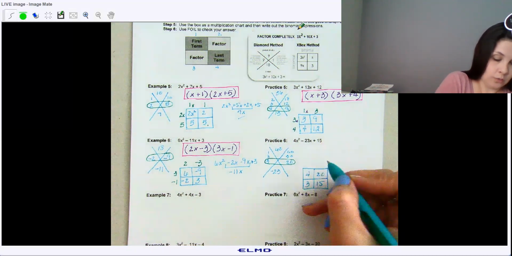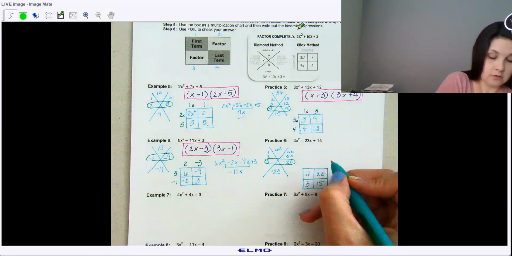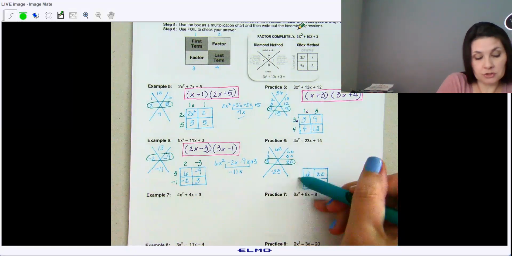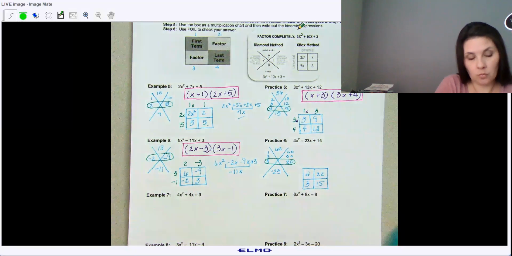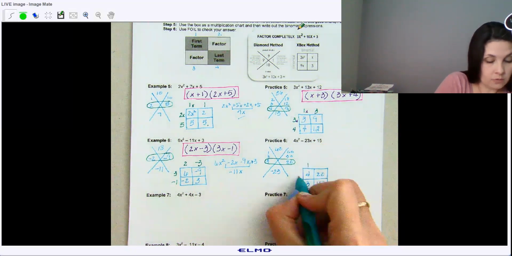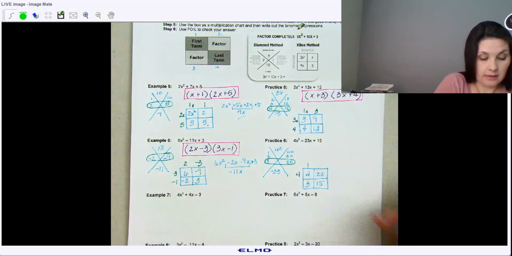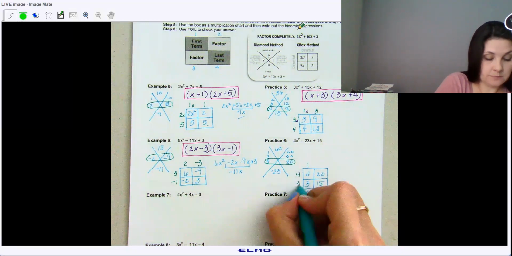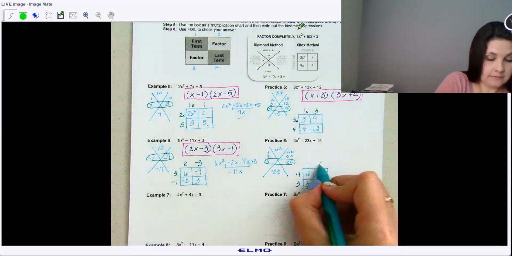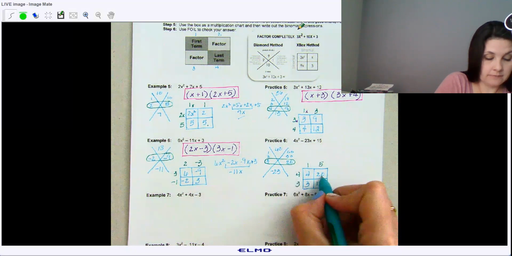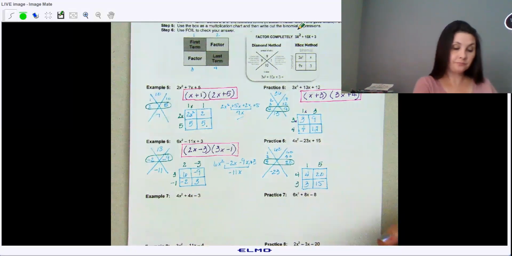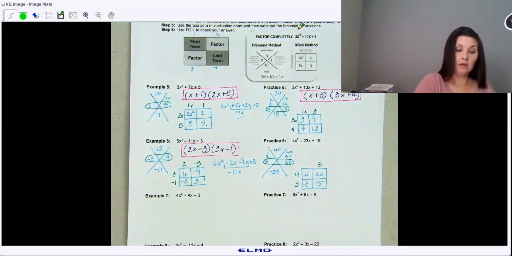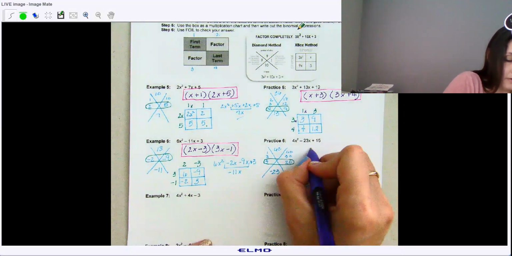I am going to go with, well, I was going to go with 2 and 2, but 2 times nothing equals 3. So I'm going to go with 1 and 4. 1 and 4. And then 1 times 3 equals 3. And then 5 times 4 equals 20, and 5 times 3 equals 15. So that works.